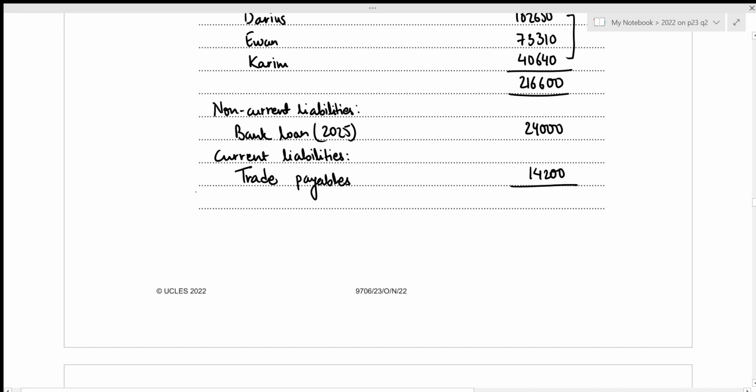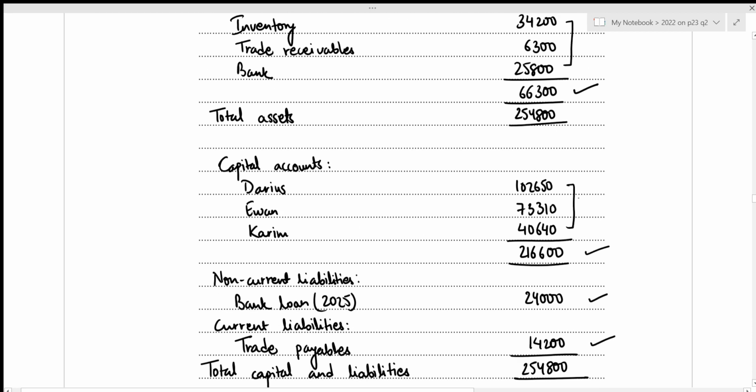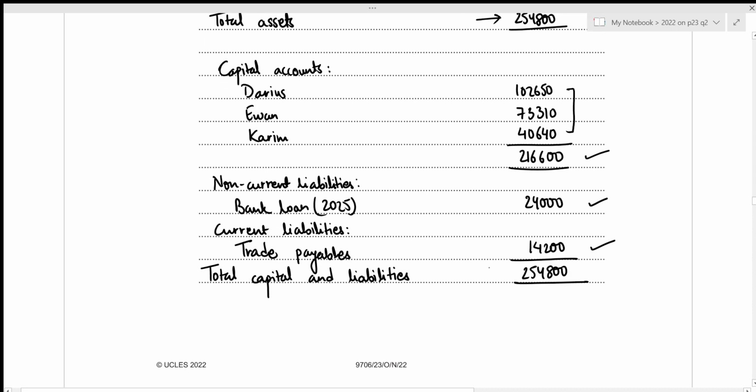All right, we can now figure out the total capital and liabilities. This will be the sum of capital accounts, non-current liabilities, and current liabilities, which in this case is 216,600 plus 24,000 plus 14,200, which results in 254,800. Okay. And as we can see above, the total assets value is equal to that of total capital and liabilities, which means that our statement of financial position is correct. This concludes the second part. We can now move towards the third one.